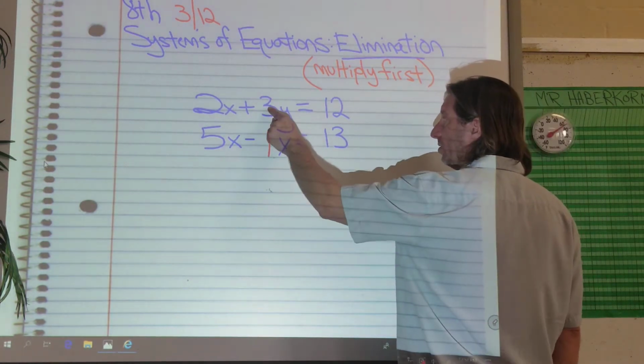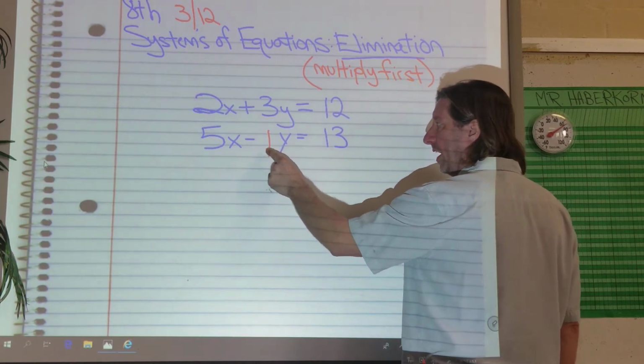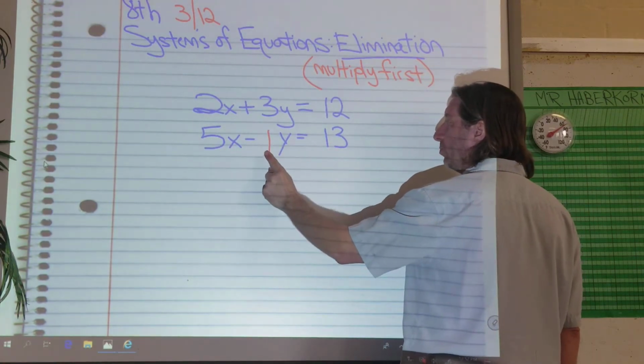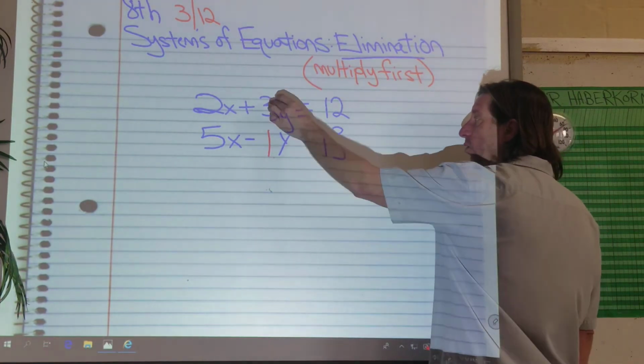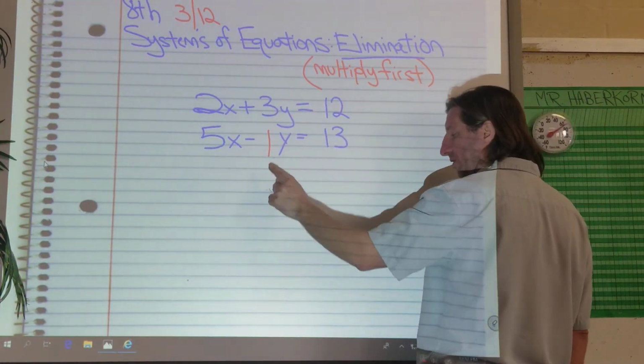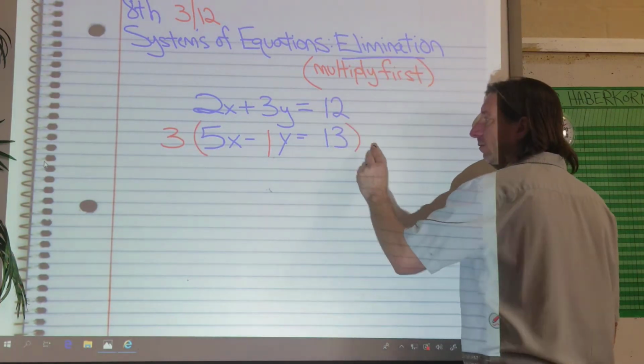Or I could just say this is a 3y. I want to turn this into a negative 3y. That's a little easier. I can multiply this whole equation by 3, and this will become negative 3. All right, so when they say multiply first, in order to make these y's go away, I'm going to turn this into a negative 3 by multiplying this entire equation by 3.